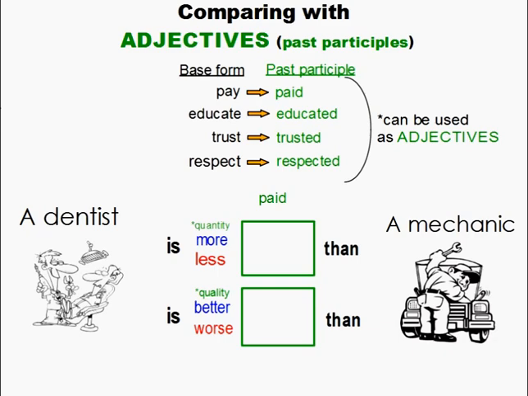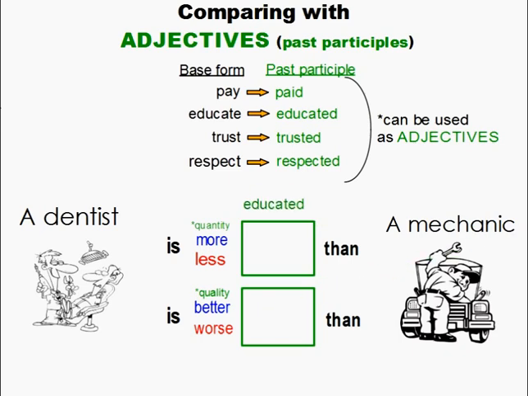So a dentist is more paid than a mechanic, or a dentist maybe is better paid than a mechanic. So the quantity of the pay is more, and the quality of the pay is better. Okay, so I'm using that past participle as an adjective with more, less, better, and worse. Okay, let's look at the next one.